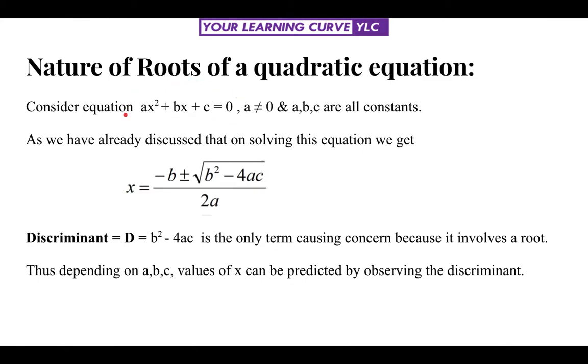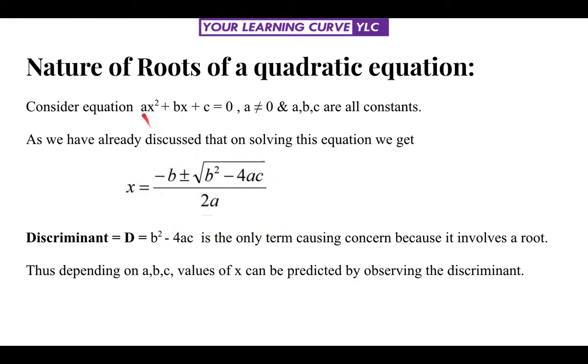Now here, as we know, ax square plus bx plus c is equal to 0 is a quadratic equation. Here the basic conditions are that a, b, c are all constants and a is not equal to 0, because if a is equal to 0 then this equation will become a linear equation, and then all the analysis will be as per the linear equation. So for this equation to be quadratic, a must not be equal to 0, and the only variable involved is x. A, b, c are all constants. If you observe the solved value of x, it involves minus b plus minus root over b square minus 4ac upon 2a.